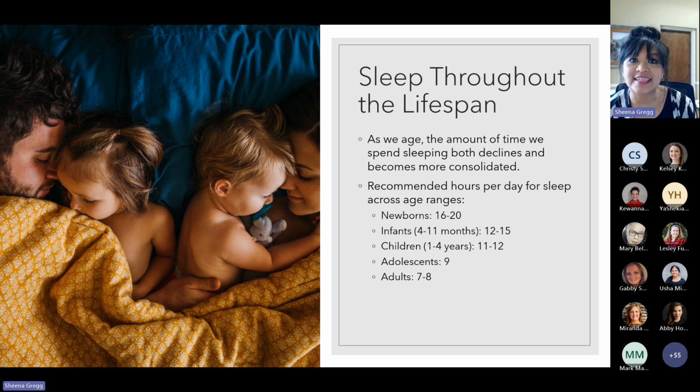And then for adolescents, it's going to be closer to 9 hours. And then for adults, and I would assume most of us in this Zoom, 7 to 8 hours of sleep per night is going to be the ideal range.